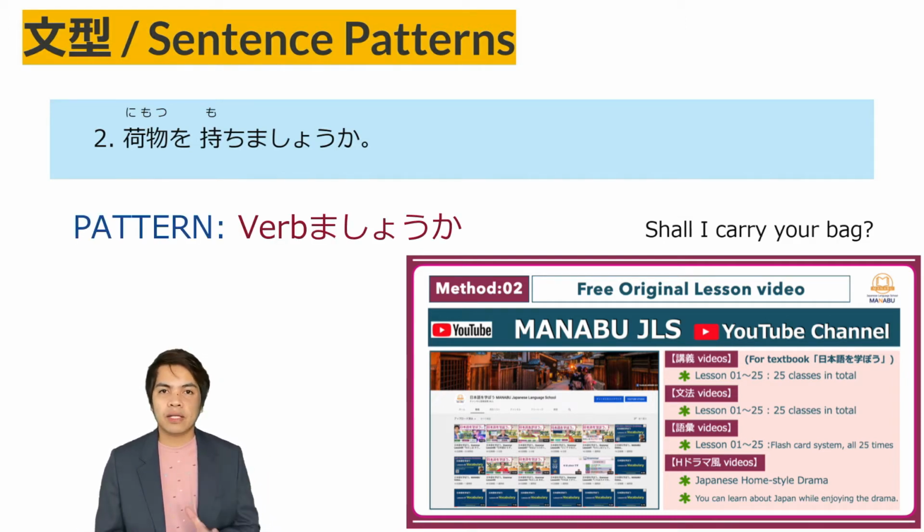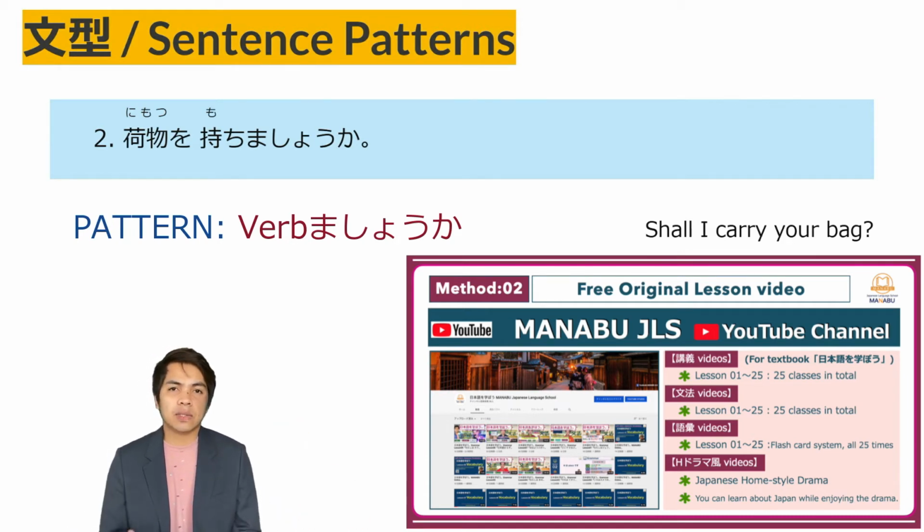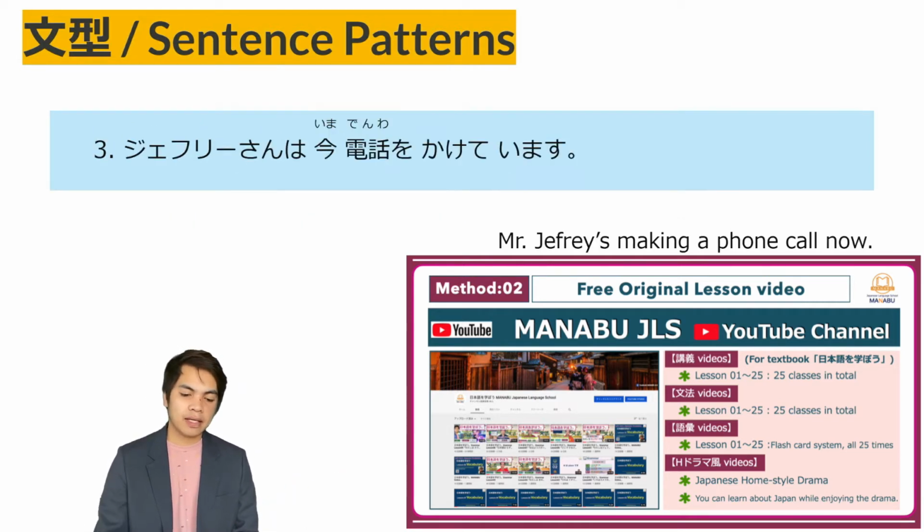Mochimasu. When the verb is in mashou form, it is used when the speaker is offering something or offering to do something for the listener. So if you want to do something for someone as an offer, as a help, you will change mas to mashou ka. So, shall I carry your bag? Nimotsu o mochimashou ka? Next, number 3.